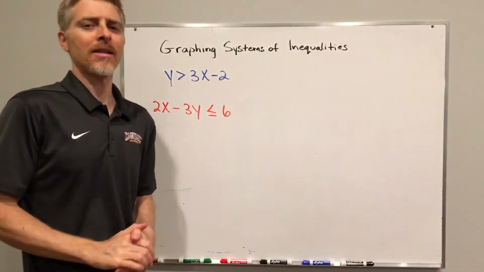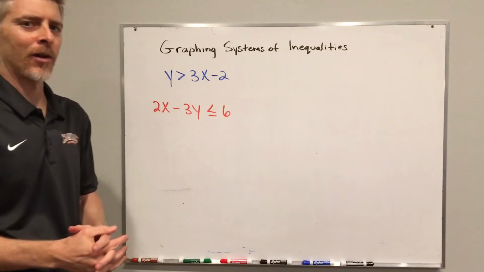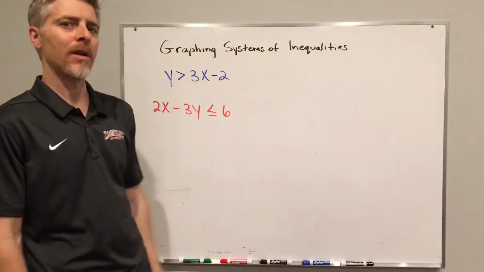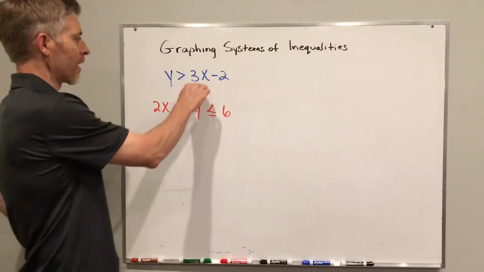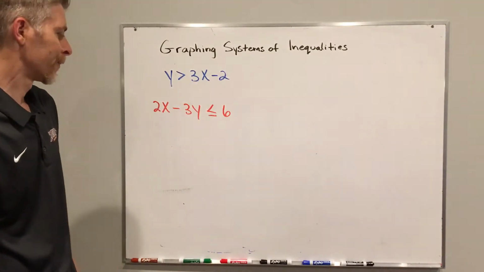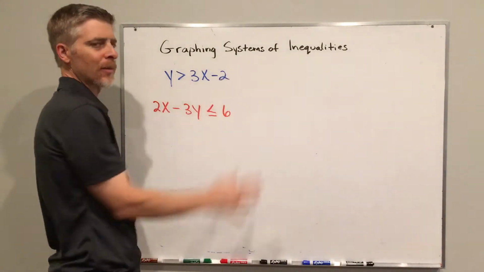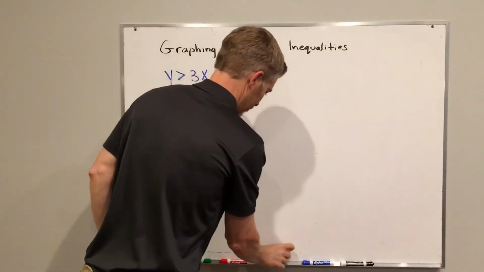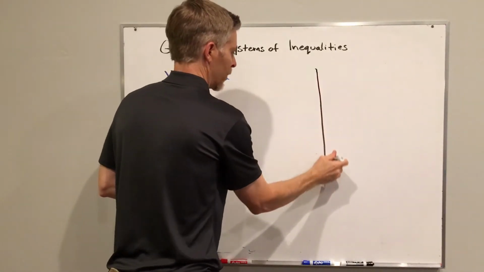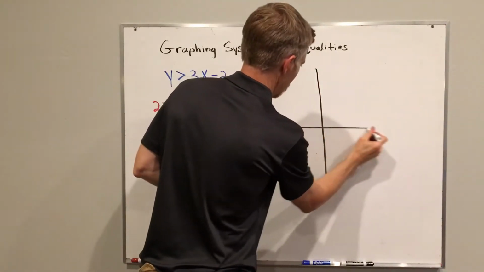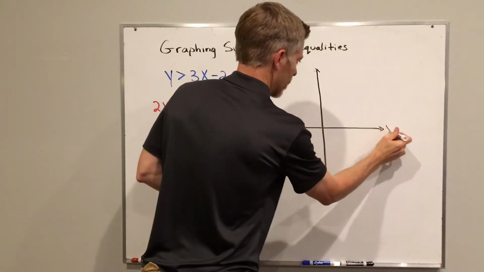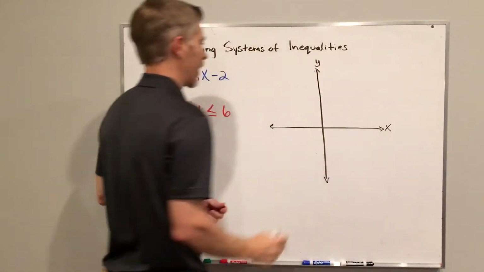All right, this is the granddaddy of all inequality problems. Graphing systems of inequalities. So you've got two inequalities in the same problem. They both need to be graphed. So let's do that first. Let's draw our coordinate plane. There's the x-axis, there's the y-axis.